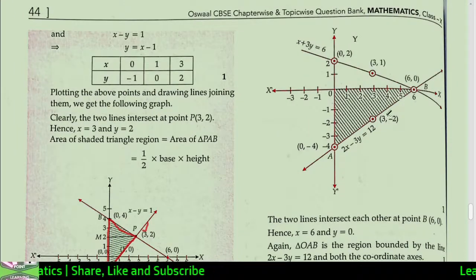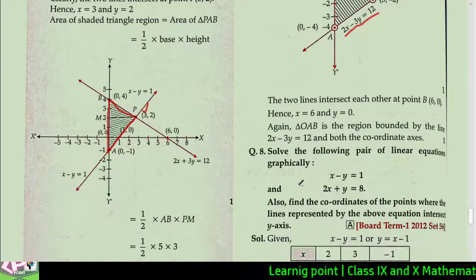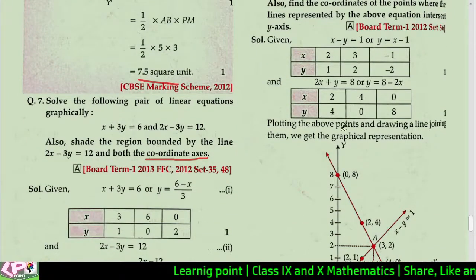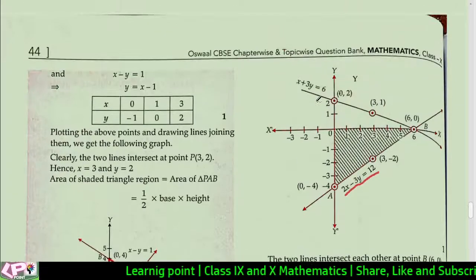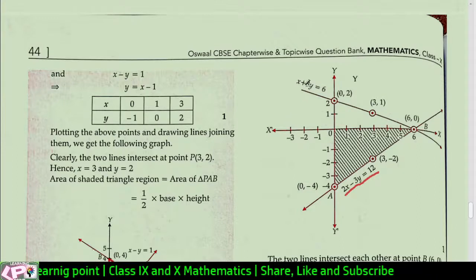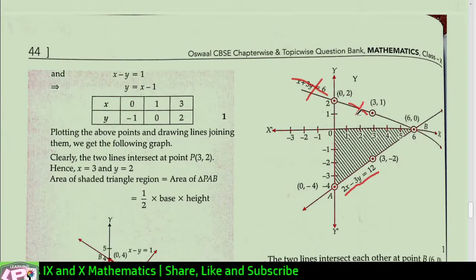Now look at here, this is the line which represents 2x plus 3y equal to 12. Okay, so this is the line and you need to shade the region bounded by it and both coordinate axes. Now he is not going to consider this line for the triangle. So just forget about this one. Just imagine this line is not present.